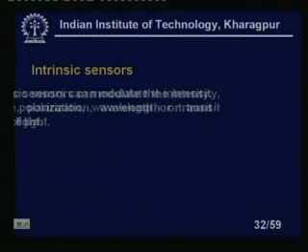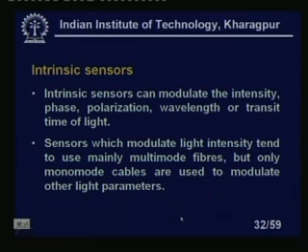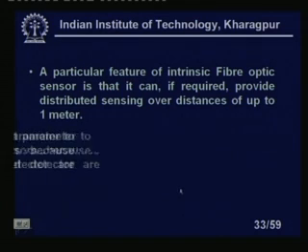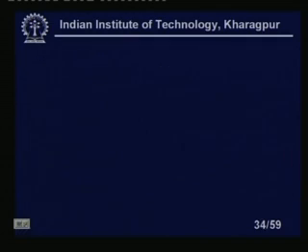Now, intrinsic sensors can modulate the intensity, phase, polarization, wavelength, or transit time of the light. Sensors which modulate light intensity tend to use mainly multimode fibers, but only monomode cables are used to modulate other light parameters. A particular feature of intrinsic fiber optic sensors is that they can, if required, provide distributed sensing over a distance. Light intensity is the simplest parameter to manipulate in an intrinsic sensor, because only a simple source and detector are required.